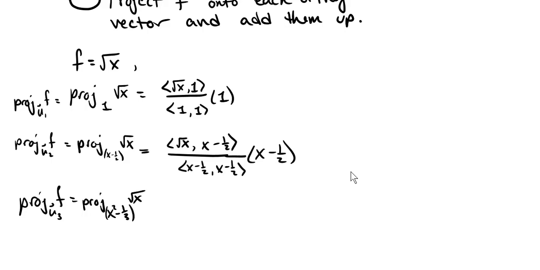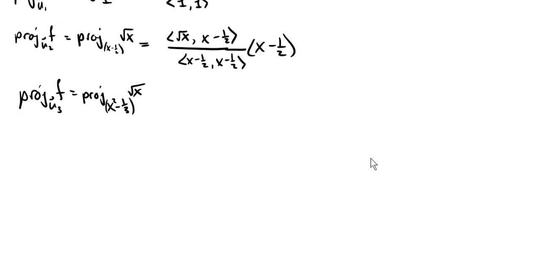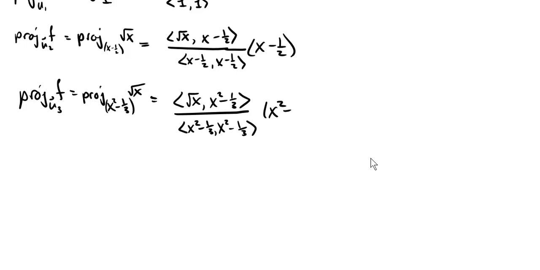I believe that was our last basis vector u3, x squared minus a third. And so that is just inner product of root x with x squared minus a third over inner product of x squared minus a third with itself. Right, that's the norm squared of this vector x squared minus a third. And finally multiply that on the direction you're projecting into.